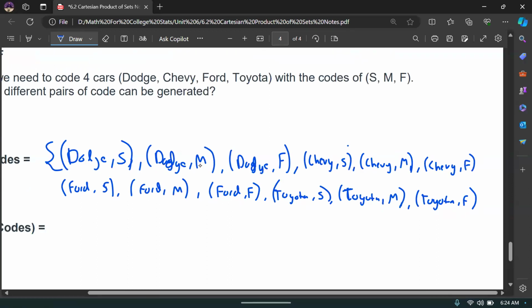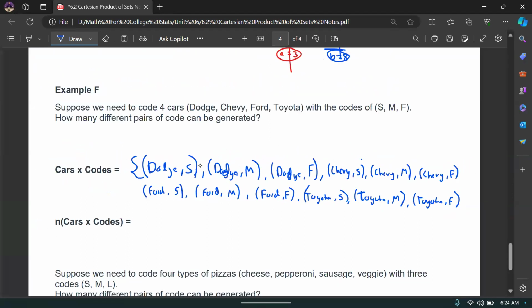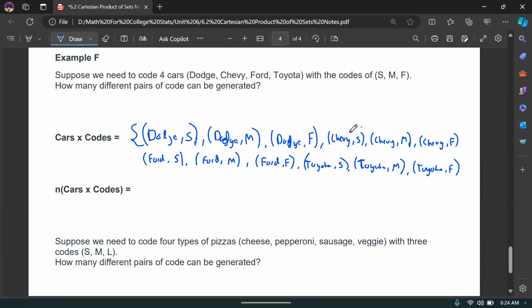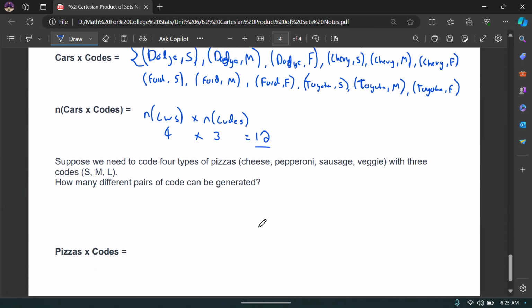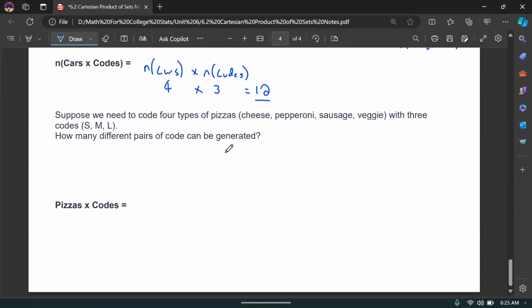So each car with each code, and you can see if we count them up, it should be 12. That's because, of course, the number of cars times the number of codes, in this case 4 cars by 3 codes, is 12. And you can see that's how many ordered pairs we created, 12 ordered pairs. So just confirmation there. All right, and then one more time, we'll do this again.